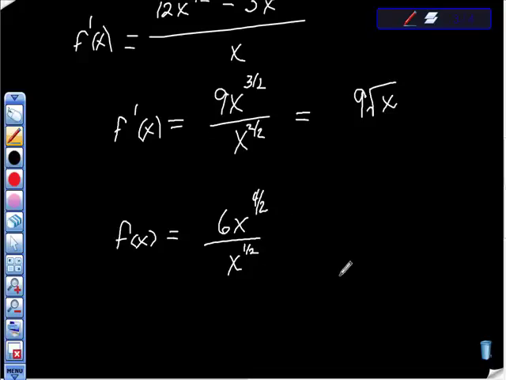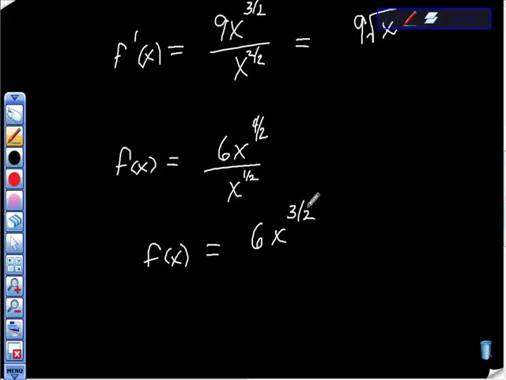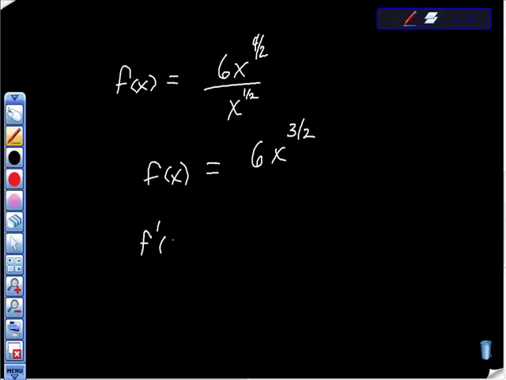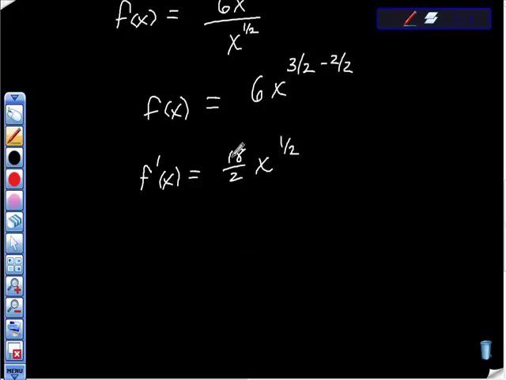You don't have to do it this way. But I would get f of x, not a derivative, just f of x, equal to 6x to the 3/2 power. Can you see that? 4/2 minus 1/2 is 3/2. So if I differentiate, it's a lot easier. f prime of x: 3/2 times 6 is 18/2. Now we have to decrement, so we subtract 3/2 minus 1, or 2/2, giving 1/2. 18 over 2 is 9. x to the 1/2 is square root of x.